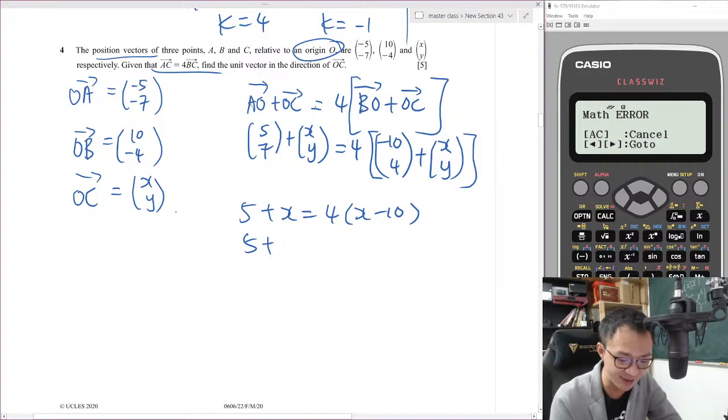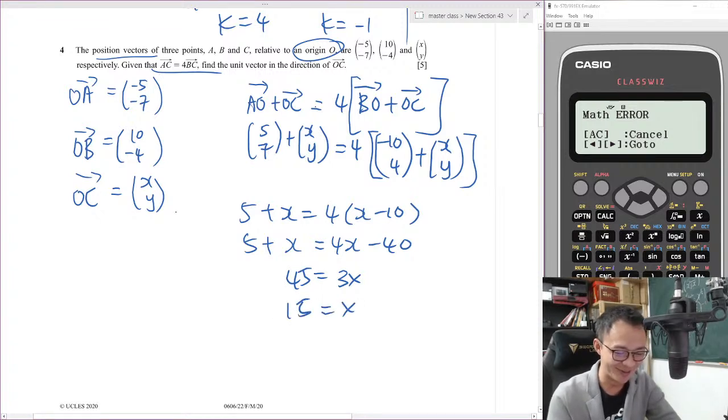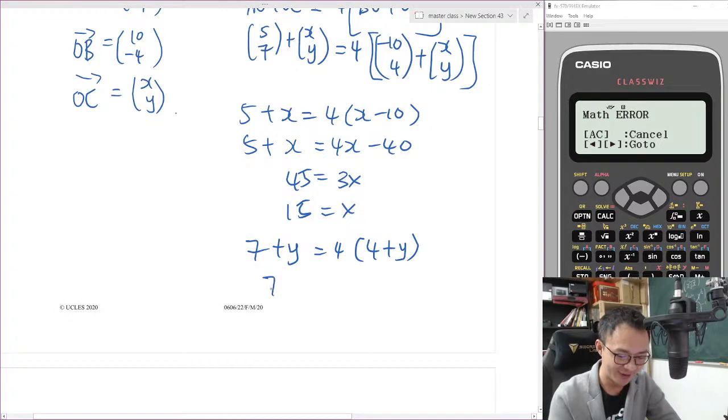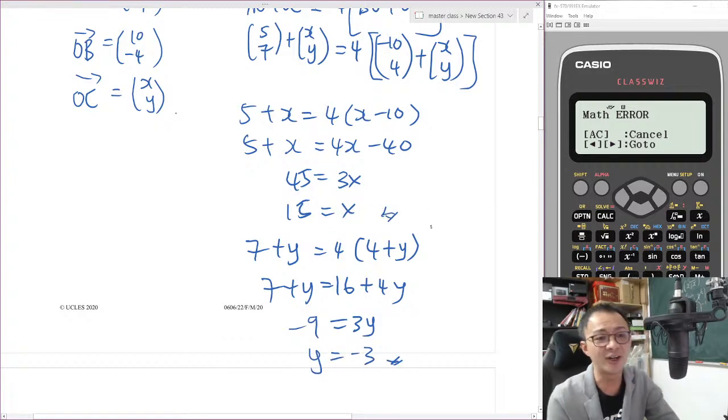So 5 plus x equals 4x minus 40. So I have 3x equals 45. I hope I don't make any more careless mistakes. Alright, the second one is 7 plus y equals 4 times (4 plus y). So 7 plus y equals 16 plus 4y. So 3y equals -9, y equals -3. Am I correct? I hope I am.